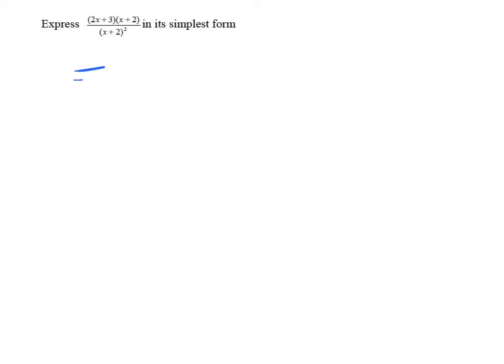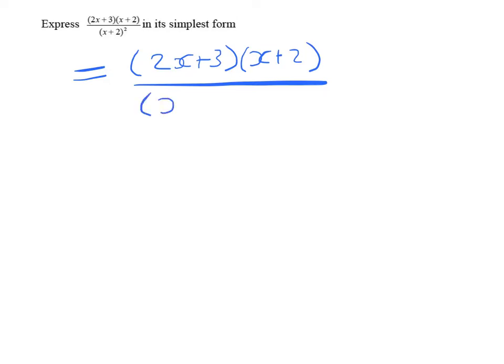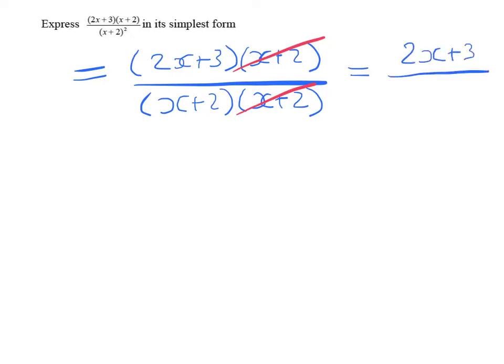Okay, this first one here is relying on us being able to spot or split the squared bracket on the bottom. Once we know that, we're able to simplify and end up with 2x plus 3 over x plus 2. Just one mark available there.